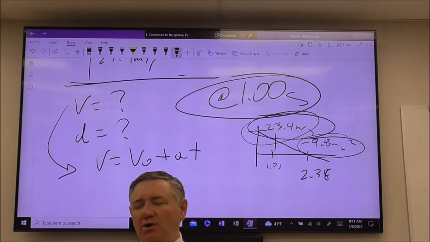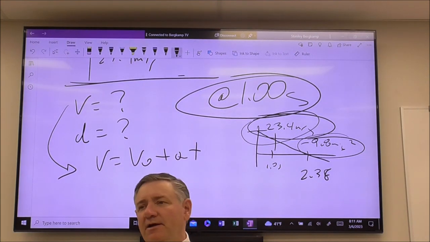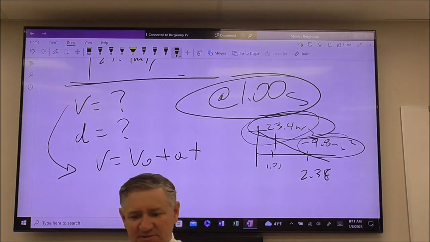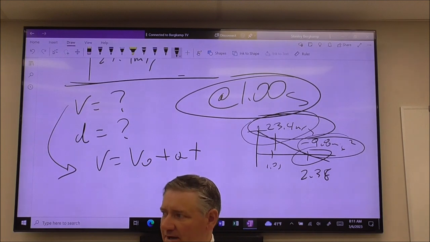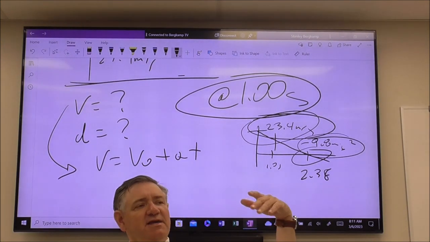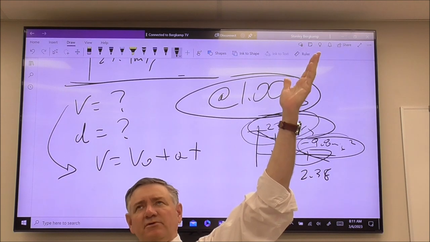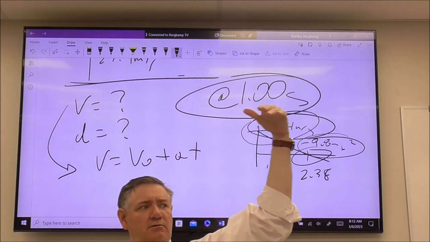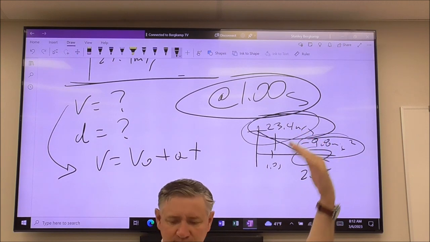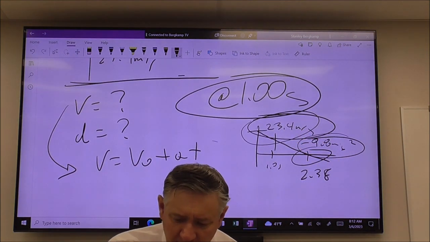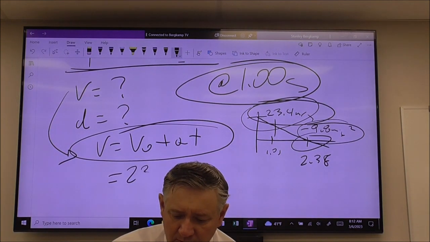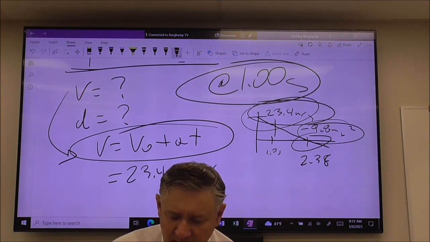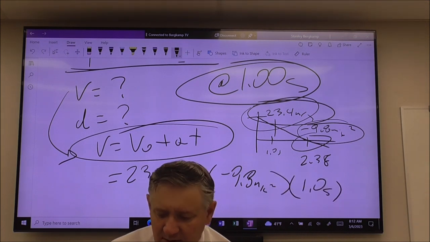So there's a couple of things that you know before you even calculate the velocity. You know it has to be less than 23.4 meters per second, and it has to be greater than 0, okay? Because it hasn't reached its maximum height, and it's slowing down. So if I get an answer bigger than 23.4, which would be really, really weird, or if I get a negative number, I know I've done something wrong, okay? So all this is a slope-intercept. It is literally, here's your y-intercept, 23.4 meters per second, plus negative 9.8 meters per second squared times the time of 1 second.